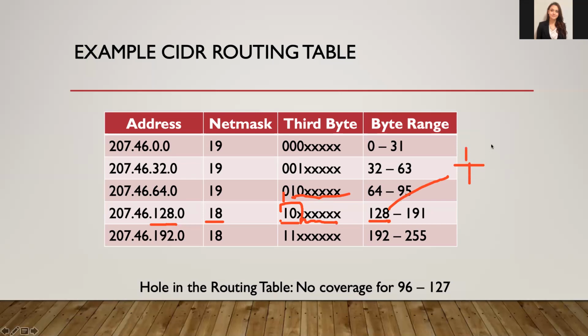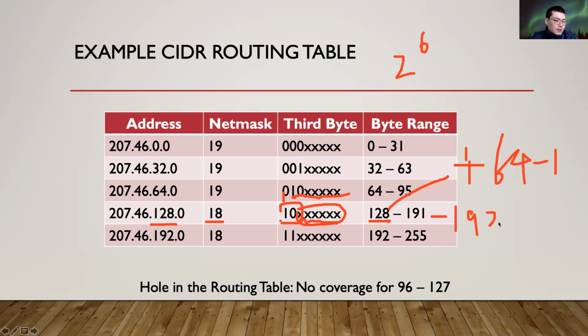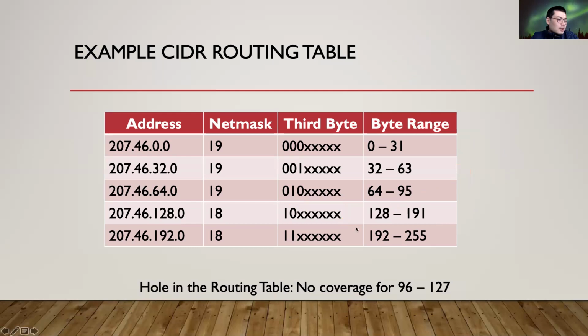Plus, I think, 64, because here we have 6 bits of freedom. So 2 to the power 6 is 64. But of course we want to minus 1. If you don't minus 1, this is 192. But if you don't minus 1, it will increase to this one. So now you have this range, and if you have this segment, as we discussed, this is 192.